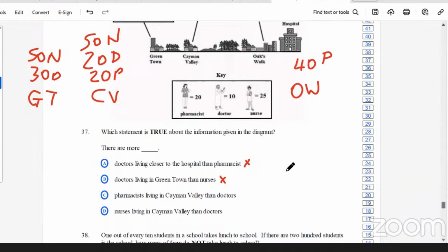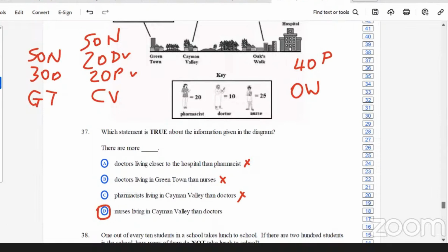All right, so it says there are more pharmacists living in Cayman Valley than doctors. So in Cayman Valley, you had the same amount of doctors as were pharmacists. So this is also not correct. All right, and the last one, there are more nurses living in Cayman Valley than doctors. So we have 50 nurses. So yes, we do have more nurses than doctors. So for 37, the answer is D.